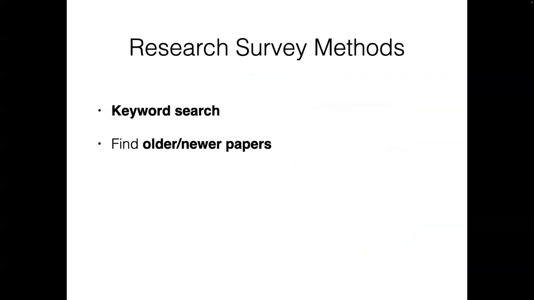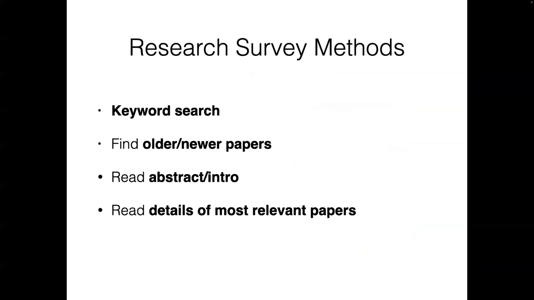Here are some basic methods that you can use. You can do a search on Google and find older and newer papers. Typically, if you're going through a lot of papers at once, you might want to just get the sense of the paper from the abstract and see if it's in the rough area you're interested in. Once you find papers that are very relevant, you spend a bit more time on them and go into the details.